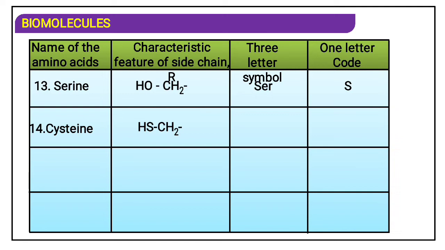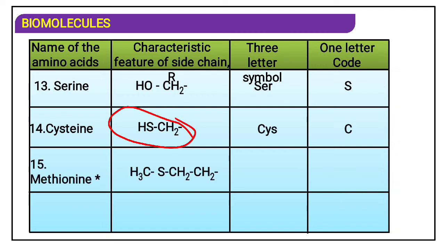Cysteine is a very important amino acid which contains sulfur. Very important. Which of the following amino acids is a sulfur containing amino acid? The sulfur containing amino acid is cysteine. Next, methionine. Methionine also belongs to the sulfur containing amino acids.